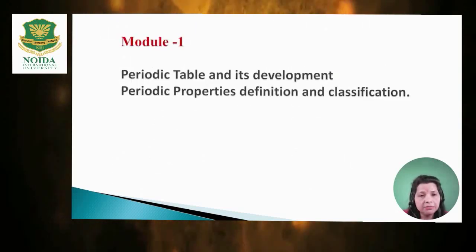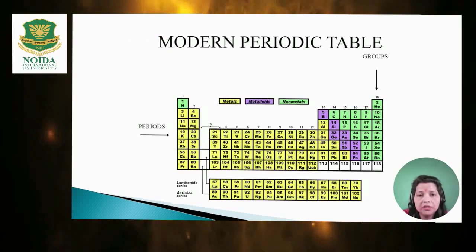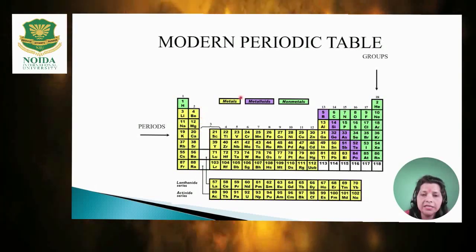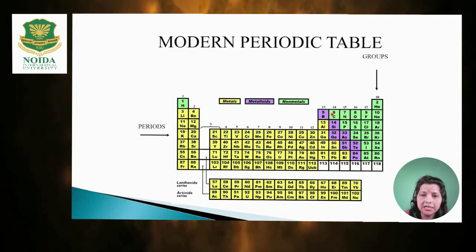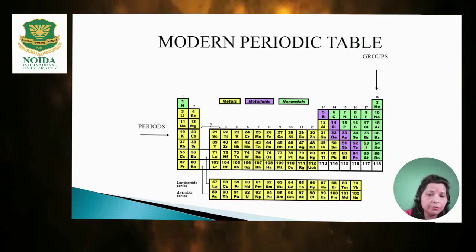Now we'll start with module 1, which tells you all about the periodic properties, definition, classification and periodic table development. This is the whole structure of the latest periodic table, or you can say the modern periodic table. Here you can clearly see that the yellow colored ones are the metals, the purple colors are the metalloids, and all these are the non-metals. So this is the whole advanced version of your periodic table.